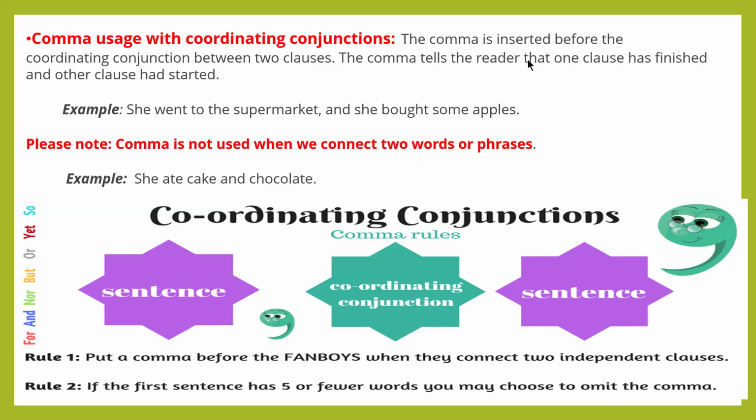If the first sentence has five or fewer words, you may choose to omit the comma. If the first sentence is less than five words, there is no need to write the comma. If more than five words, then you have to use the comma. It's a very important point. If the first sentence has two words, three words, four words, up to five words, you may choose to omit the comma, meaning no need to use it. More than five words, then you have to use the comma.